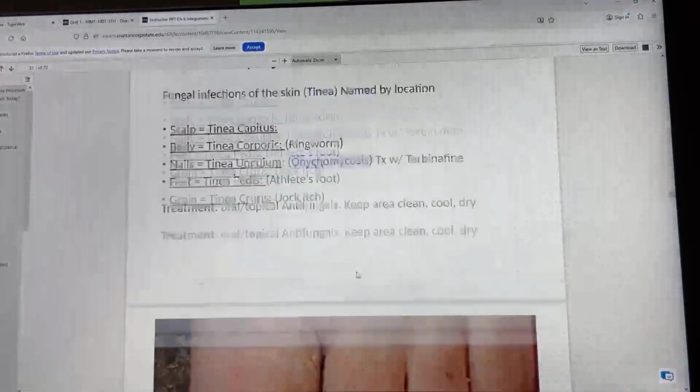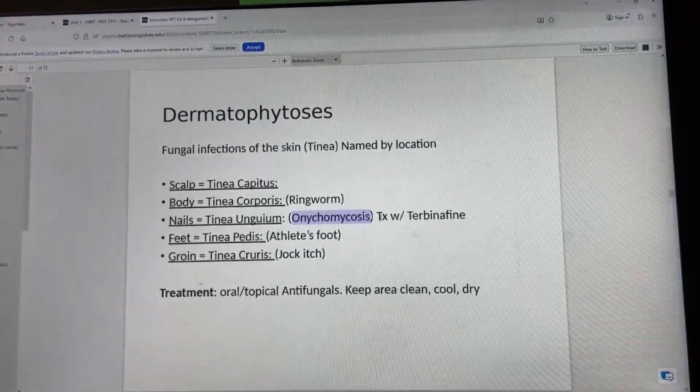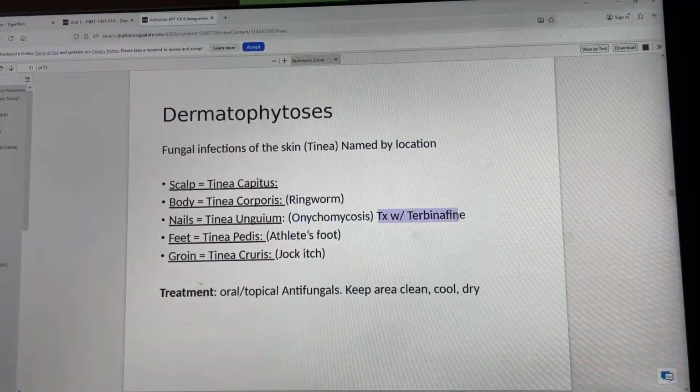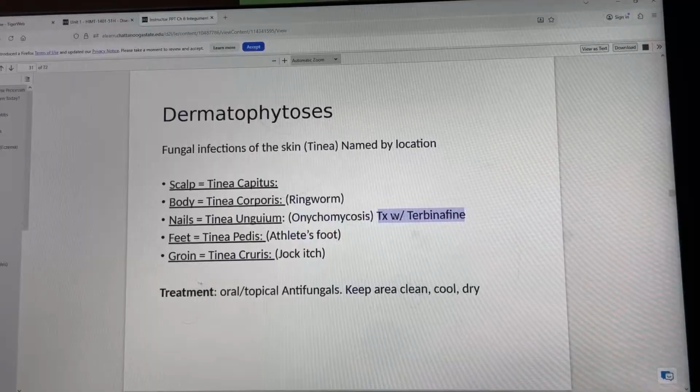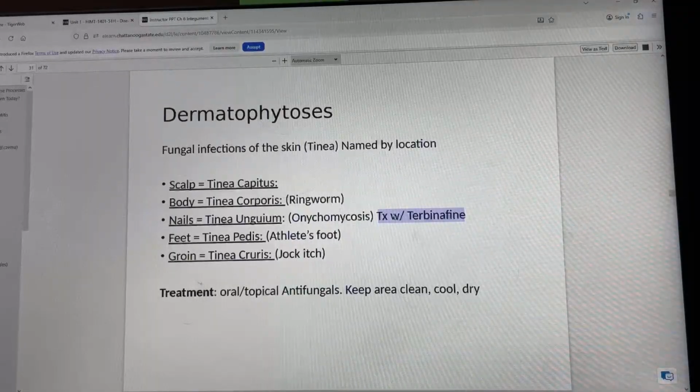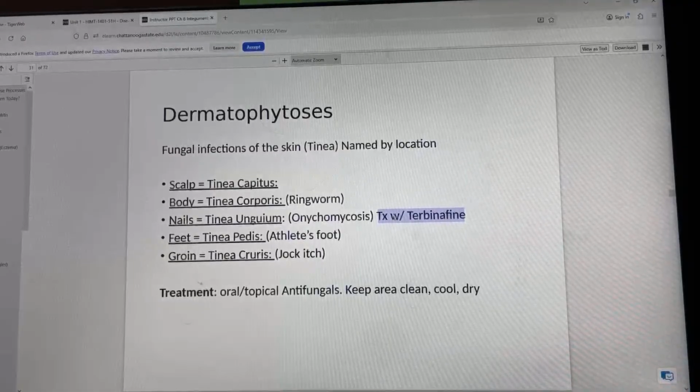So this one has a specific treatment, which is terbinafine. You wouldn't use terbinafine for any of the others of these, because when it's in the nails, it's really hard for medicine to get to the nails, right? Because it's not like it's your skin. It takes a lot longer and a lot stronger medication to get into the nail beds than it would to get into just your regular skin.